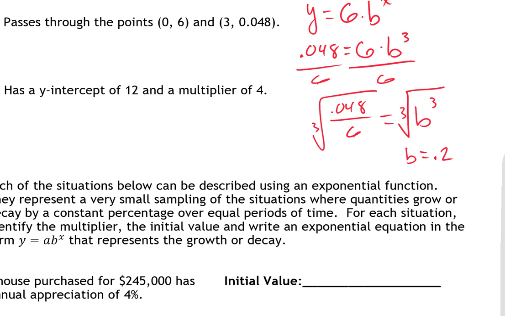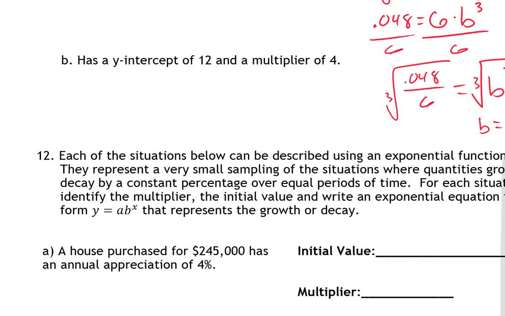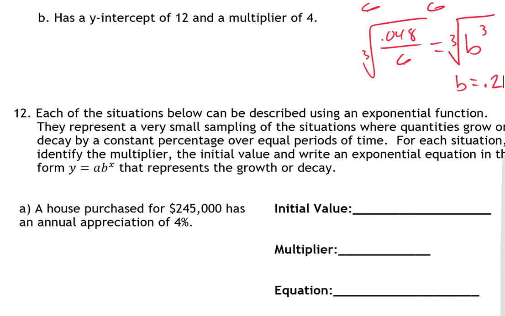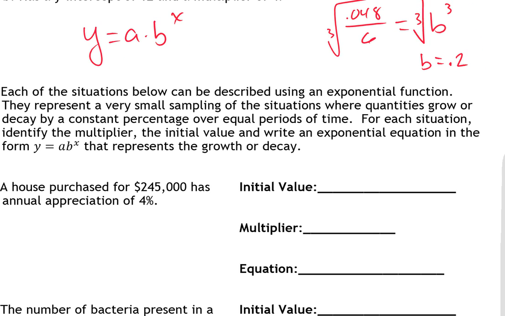Has a y-intercept of 12 and a multiplier of 0.4. Okay. What's the equation? It's still a times b to the x. Do we know either one of the values a or b? What's b? B is 4. Do we know anything else? So you said b is 4 to the x.